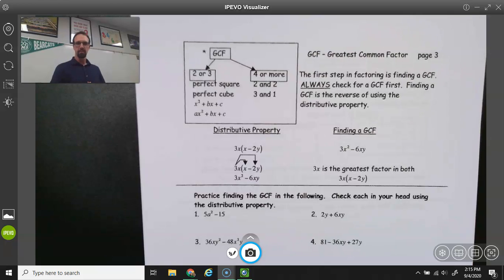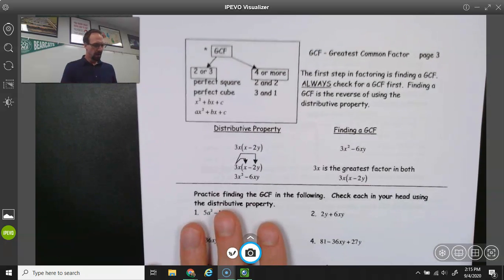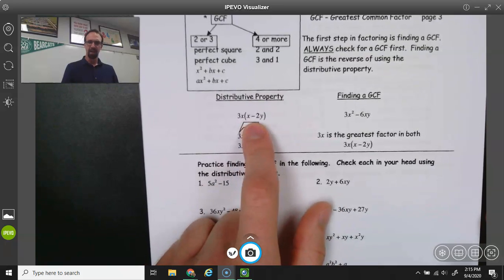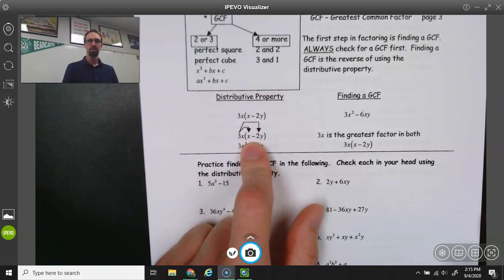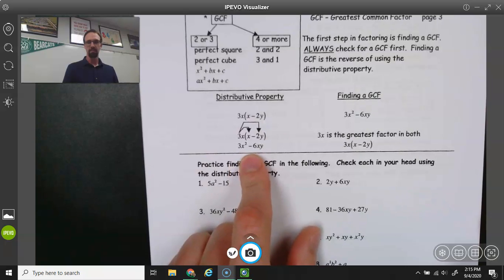It says here finding the GCF is the reverse of using the distributive property. GCF is greatest common factor. It's the reverse of the distributive property because the distributive property is multiplication. So finding the GCF is factoring, which is division. So we're dividing out. With the distributive property, if I was to take 3x times x minus 2y, we multiply it by both, and then you get 3x squared minus 6xy.